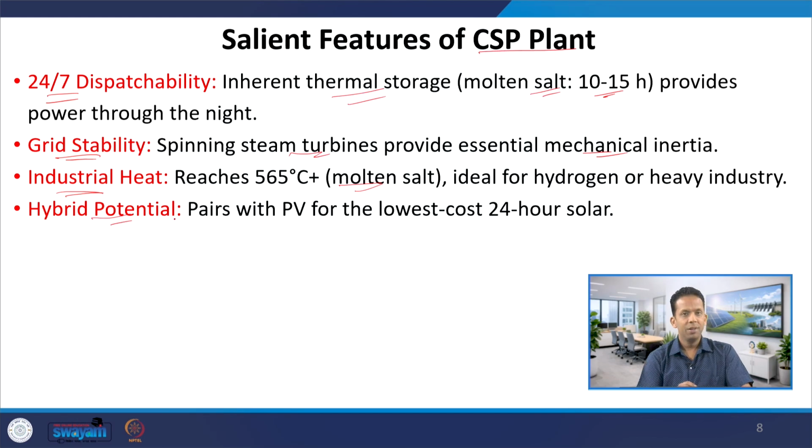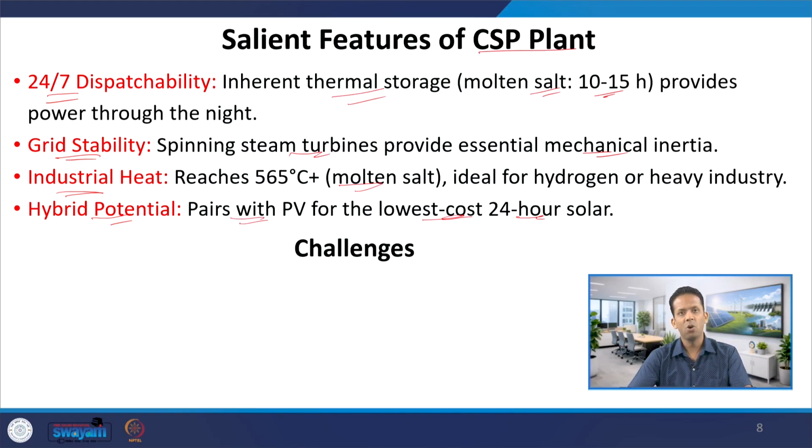Hybrid potential: instead of competing with PV, they can actually be integrated or paired with PV, and then solar PV-thermal technology can give us the lowest cost 24-hour solar power. So those are the salient features of CSP plant, but then there are certain critical challenges also, mainly regarding land, efficiency, cost.